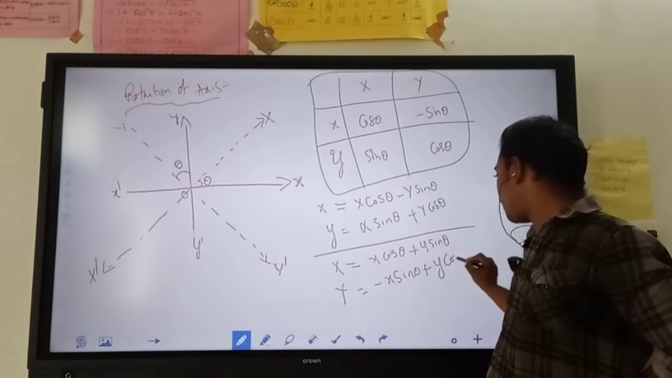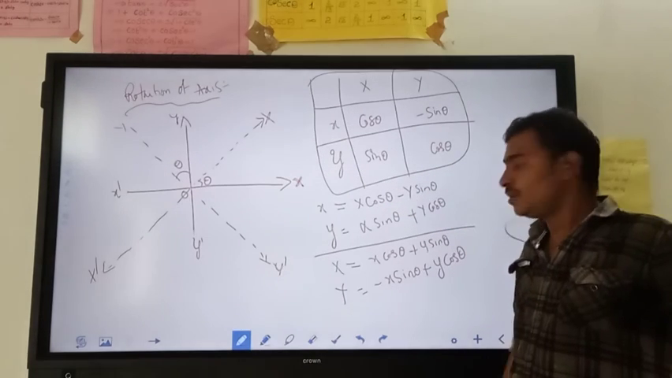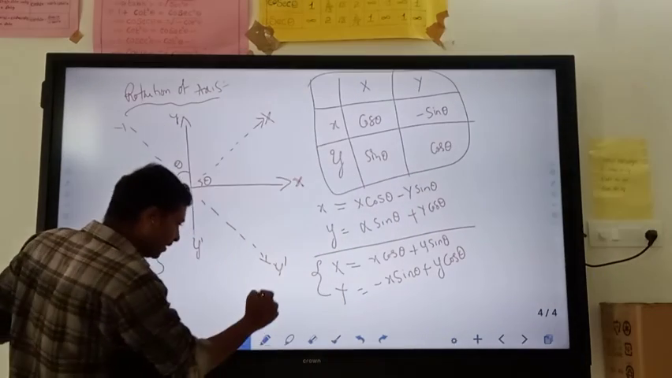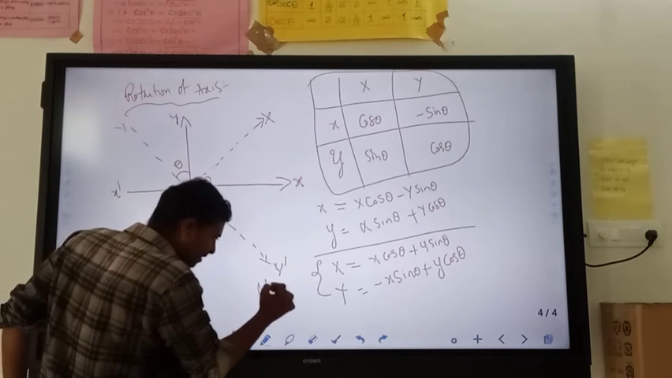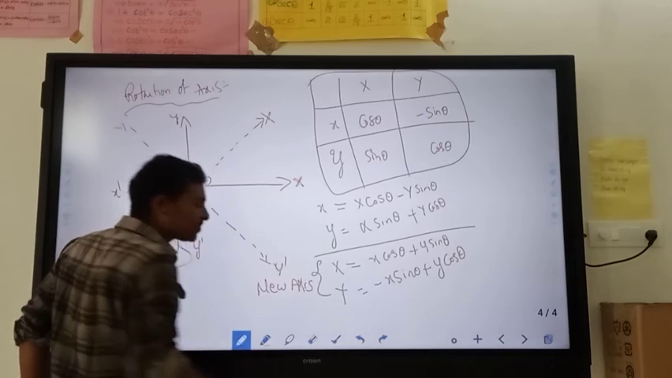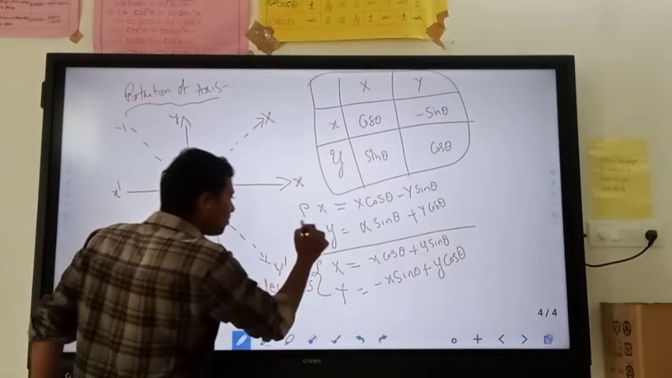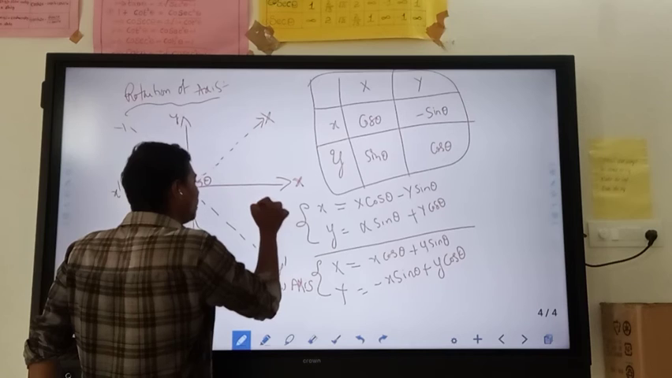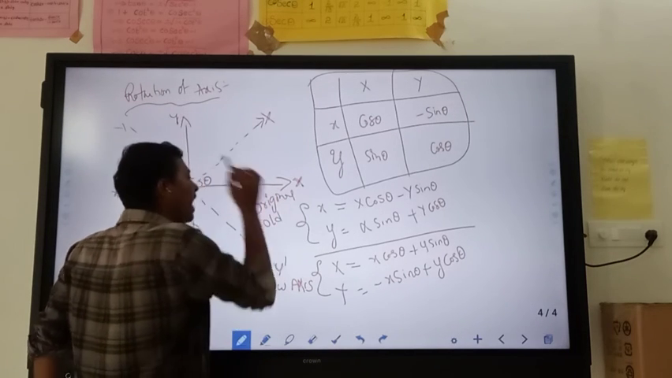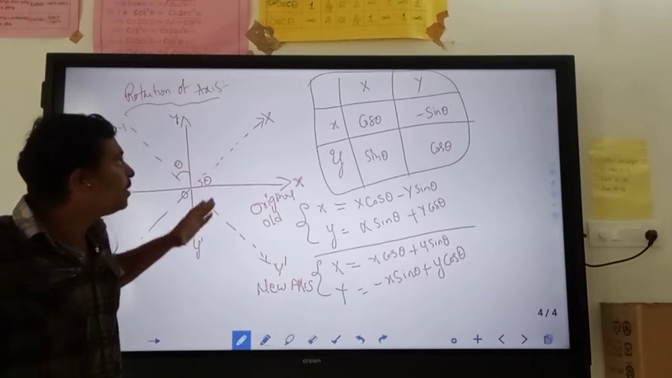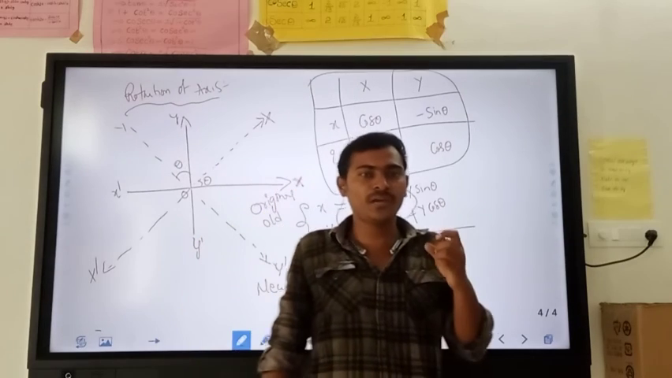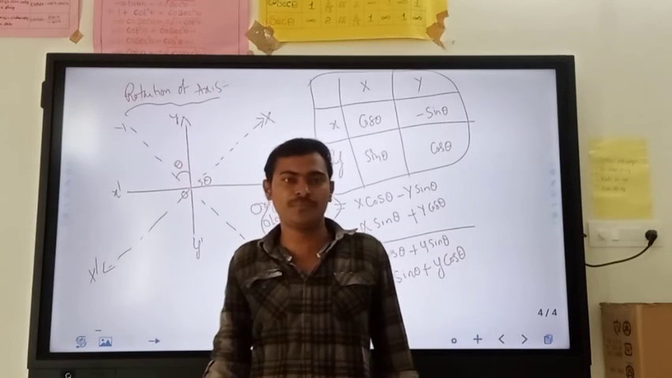So capital X, capital Y are called the new axis, and small x, small y are called the original or old axis. This is the rotation of axis. Based on these formulas, we are going to learn this chapter.